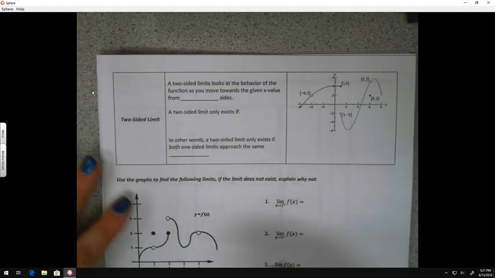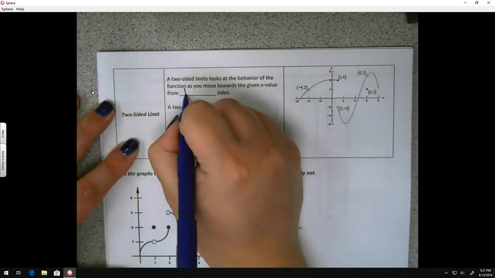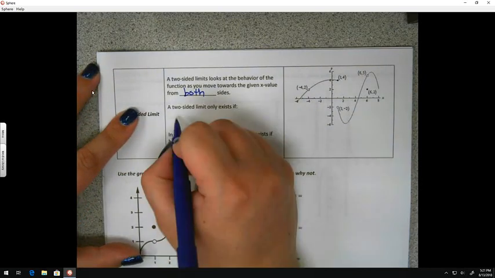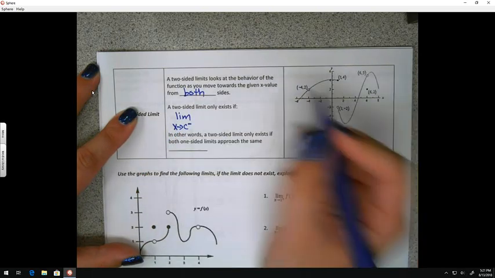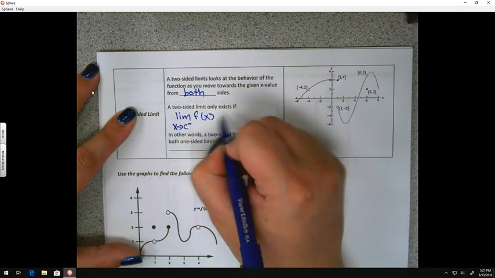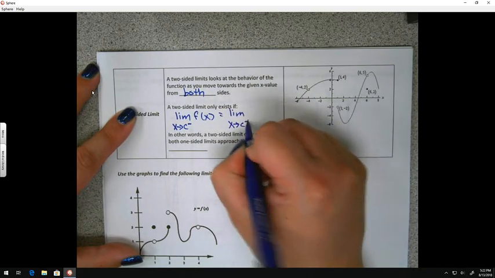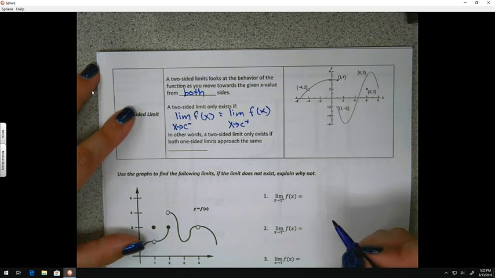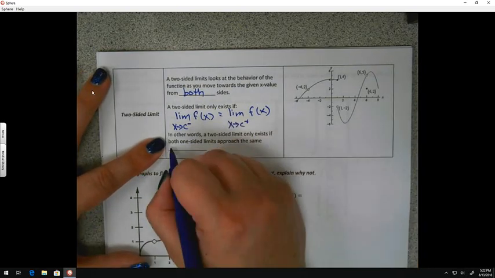Then we have the two-sided limit. So a two-sided limit looks at the behavior of the function as you move towards the given x value from both sides. All right, a two-sided limit only exists if the limit as x approaches c from the left of f of x equals the limit as x approaches c from the right of f of x. So in other words, a two-sided limit only exists if both one-sided limits approach the same value.